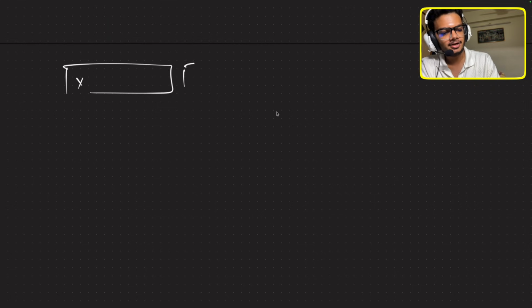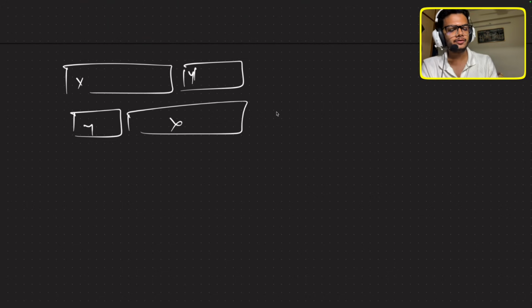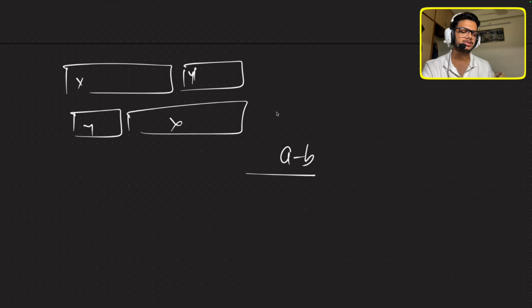If we have two tasks X and Y, we can always swap them. We can always swap their order in our schedule. And if we do this, we get a gain of A minus B. And you got it, right?